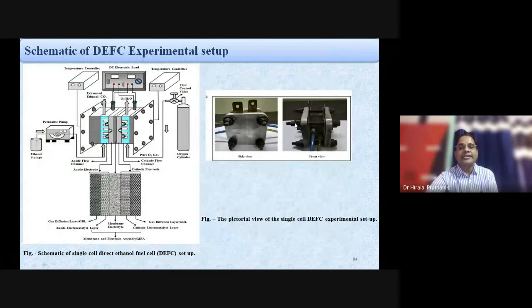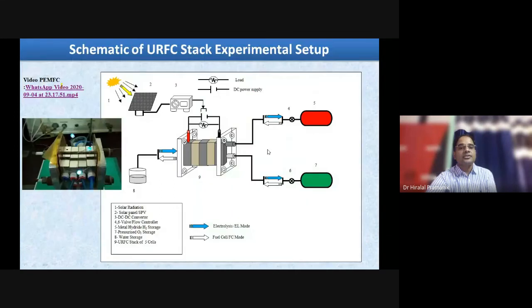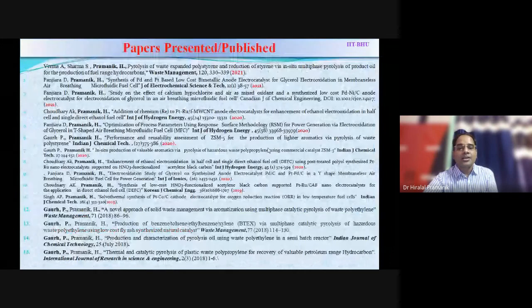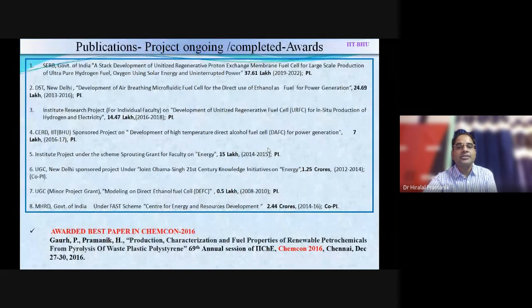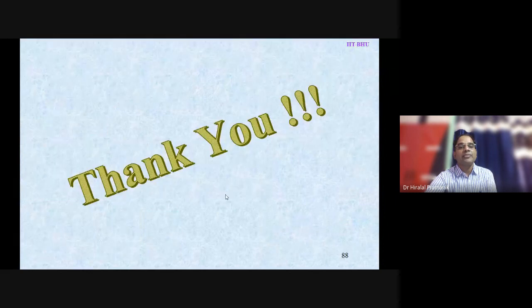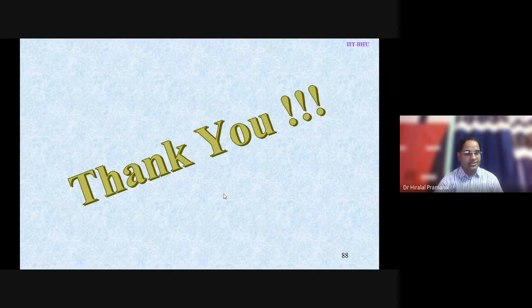This is another setup for ethanol or methanol fuel, just to give you a real experience of a fuel cell. This is my published paper, and this is my research group, with PhD, masters and UG students working, and many of them have finished. Thank you for your kind attention. If you have a query, please ask me.